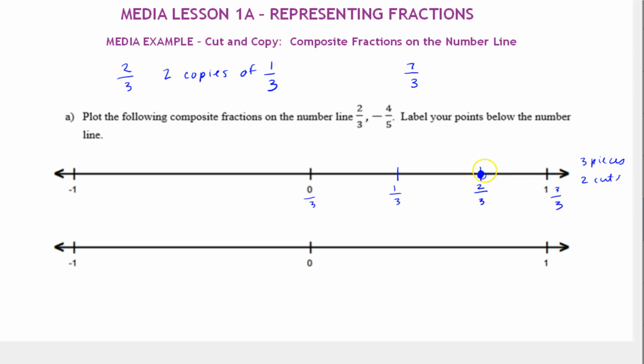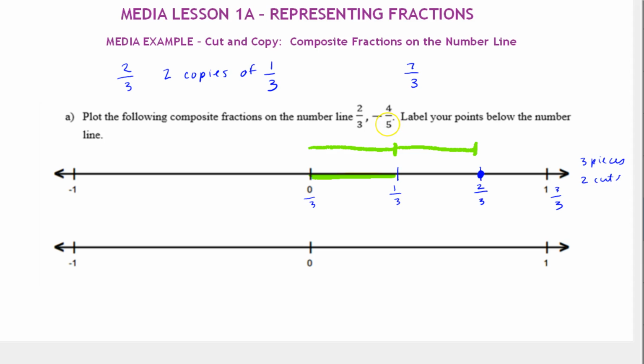Now I'm going to plot it, but I just want to show you real quick what I mean by the 2 copies. Well, this distance is 1/3. So if I take 2 of these and lay them end to end, there's 1, there's 2. So 2 copies of 1/3 is 2/3. And this may seem kind of trivial now, but it will help our understanding later.